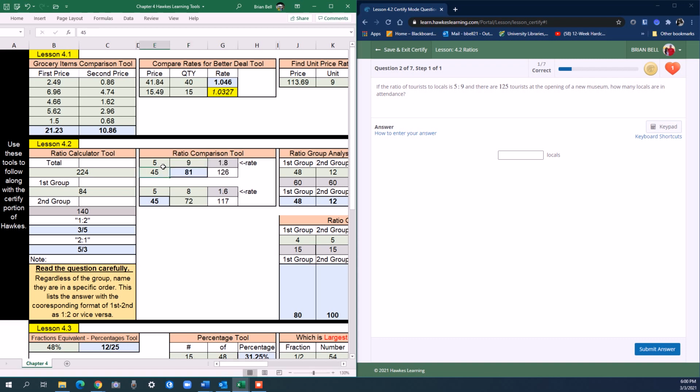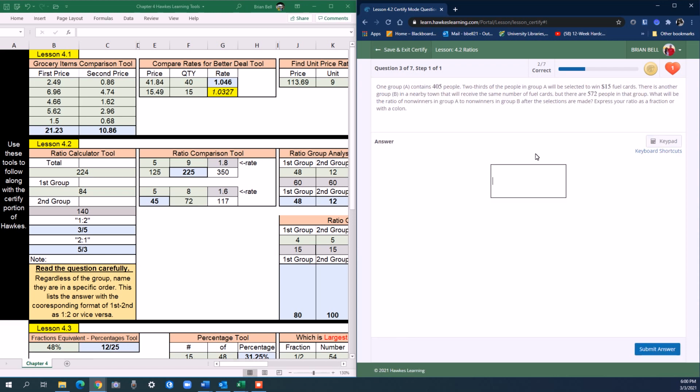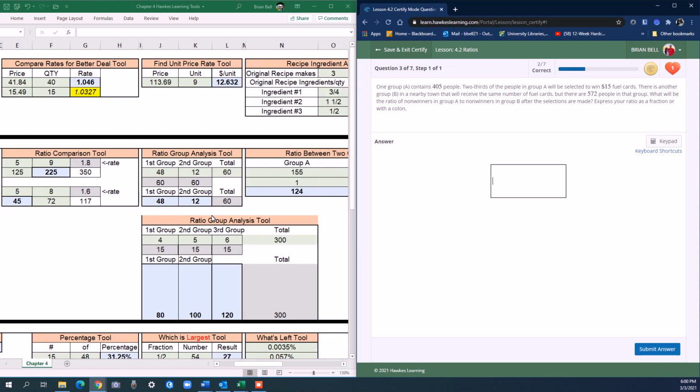If there's 125, that's going to be the 125 right here. And that should give me a nice even number. Okay, I'm sorry, 225 locals. Green bar, moving on.